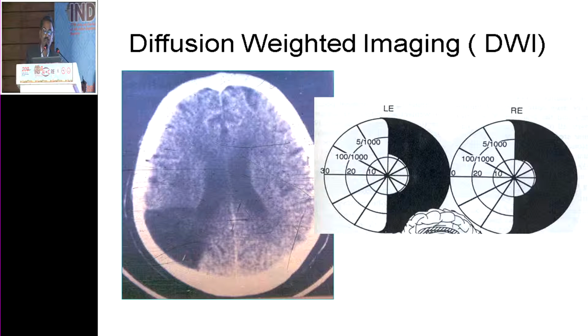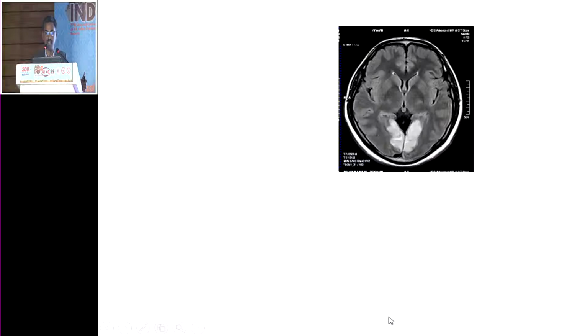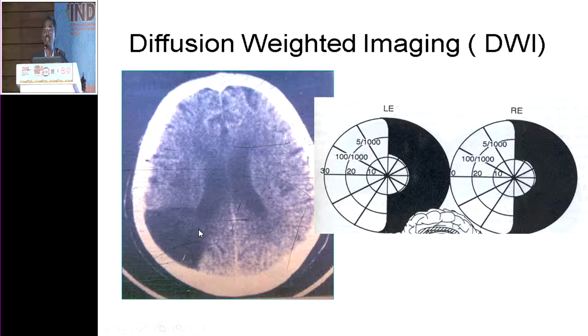So the next most important concept is diffusion weighted imaging. This is a very old CT which shows a hyperdense lesion, we use the term density, in the posterior cerebral artery territory leading to a macular sparing homonymous hemianopia. Nowadays we use MRI, and what you see here in this picture is a very old chronic infarct, and CT is very bad in picking up very acute infarcts.